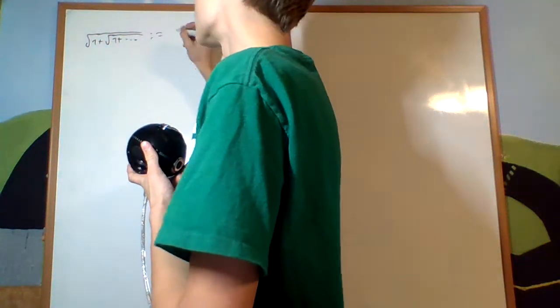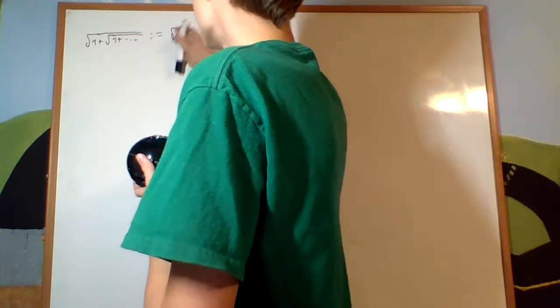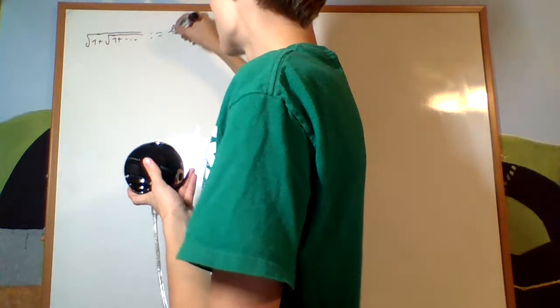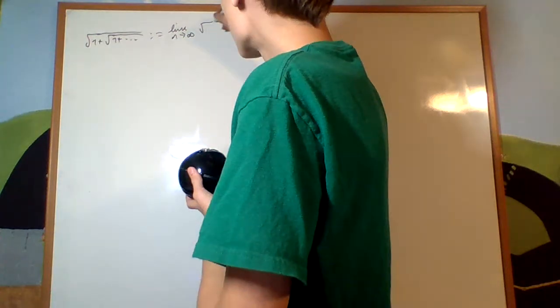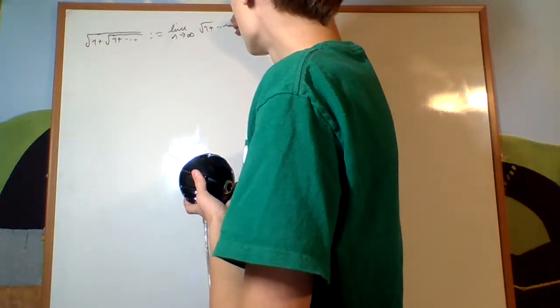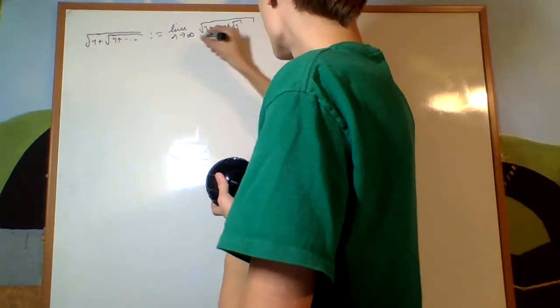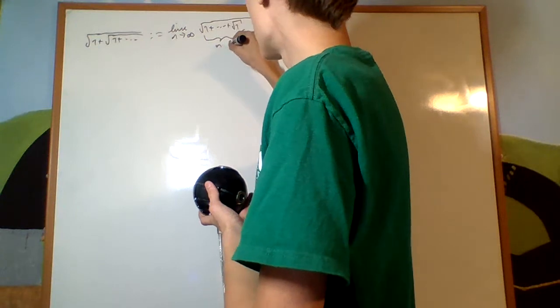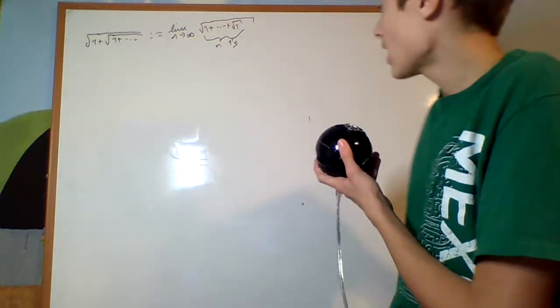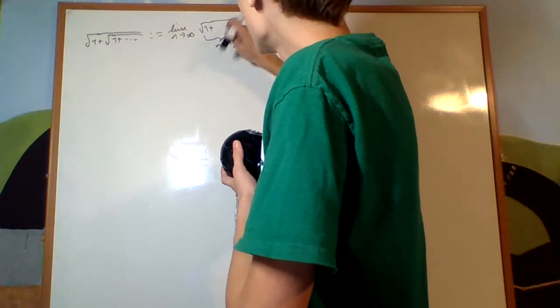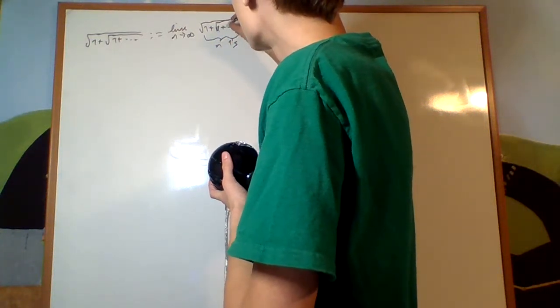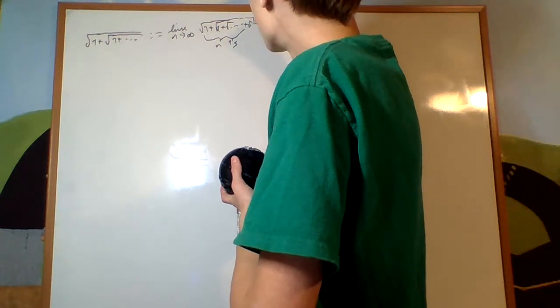Okay, so now, what is the square root of 1 plus the square root of 1 plus dot dot dot? Okay, I'm going to define it to be the limit as n goes to infinity of the square root of 1 plus dot dot dot plus the square root of 1, where we have n ones. Okay? Now, I'm going to rewrite this a little bit. This is going to be 1 plus the square root of 1 plus the square root dot dot dot plus the square root of 1, right?